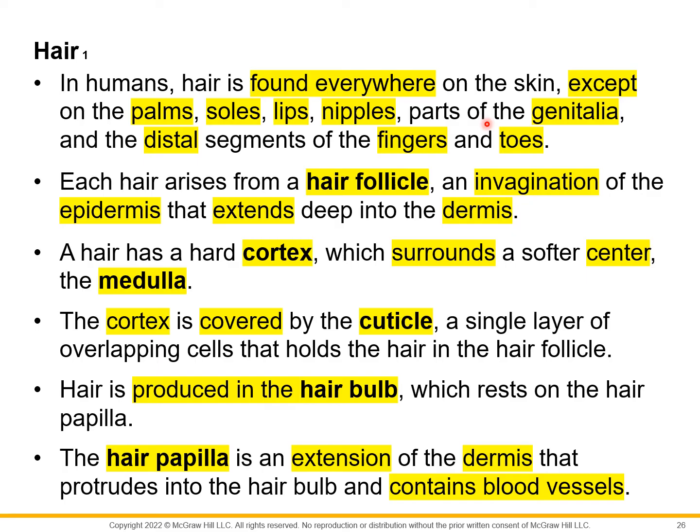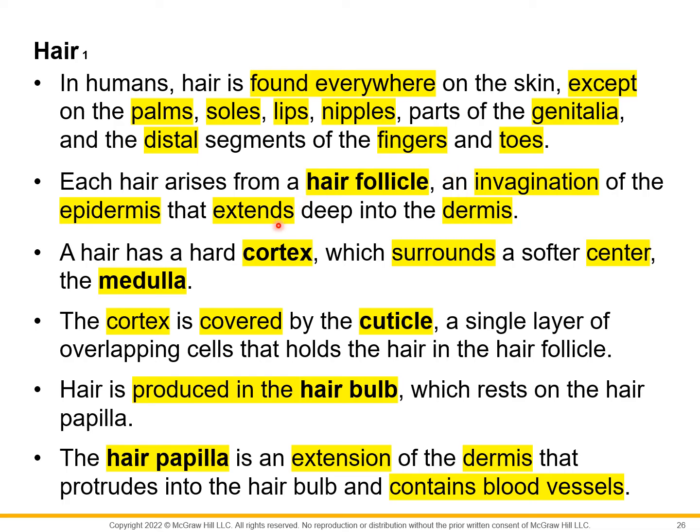Anong structure ang responsible for the creation of fingerprints? It's the dermal papillae, all right? Next, each hair arises from a hair follicle that could be found at the epidermis and would extend deep into the dermis. Now, let's talk about the structure of the hair.